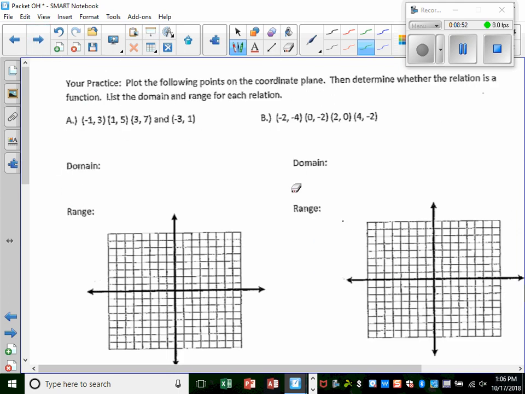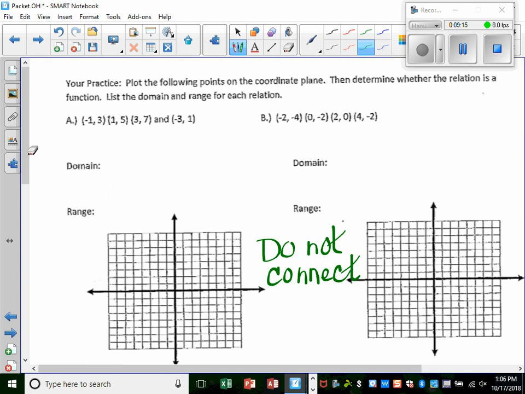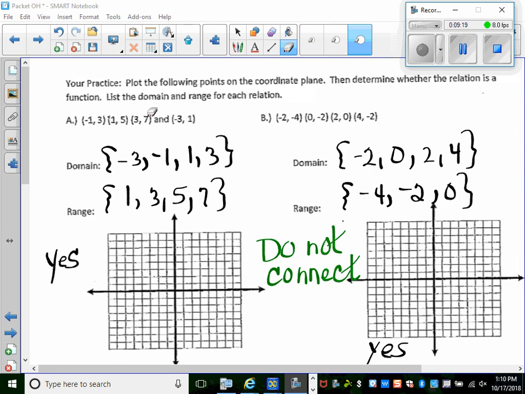So this is where you're going to practice exactly what we just did. So you're going to just list the domains and ranges. Then you're going to plot the points. For these, you do not need to connect. So I'm going to say do not connect. Same thing on the quiz. You're just going to plot them. You're not going to connect them. Okay. All right, so I'll give you a few minutes to do that, and then we'll come back and do the second part. You can finish up when I'm done.